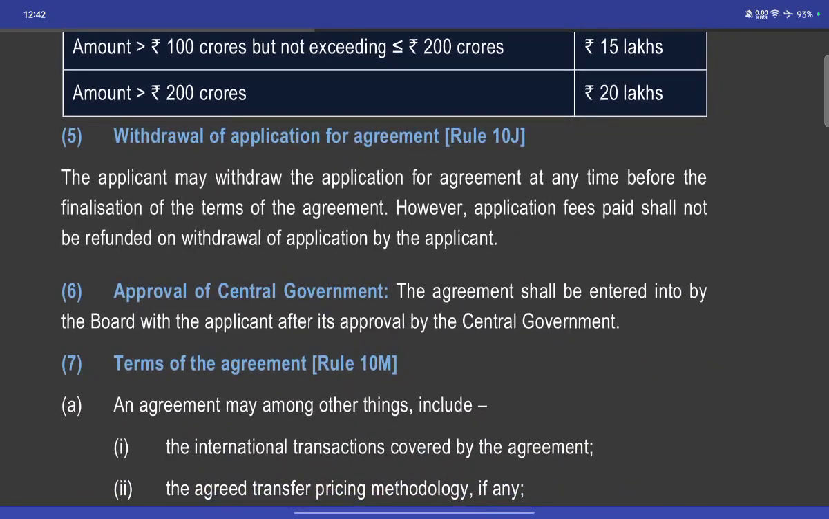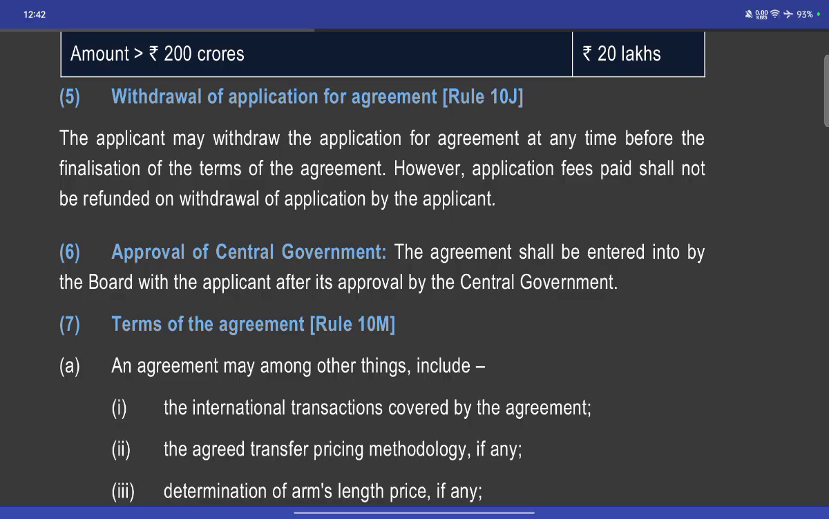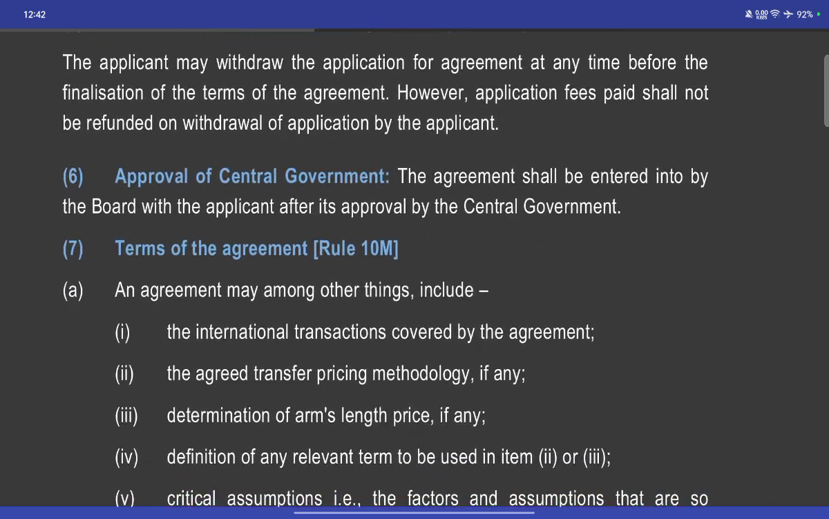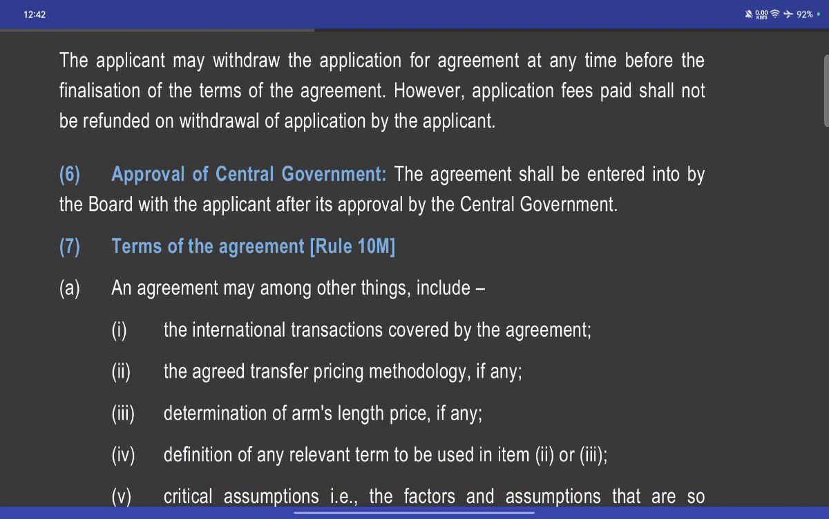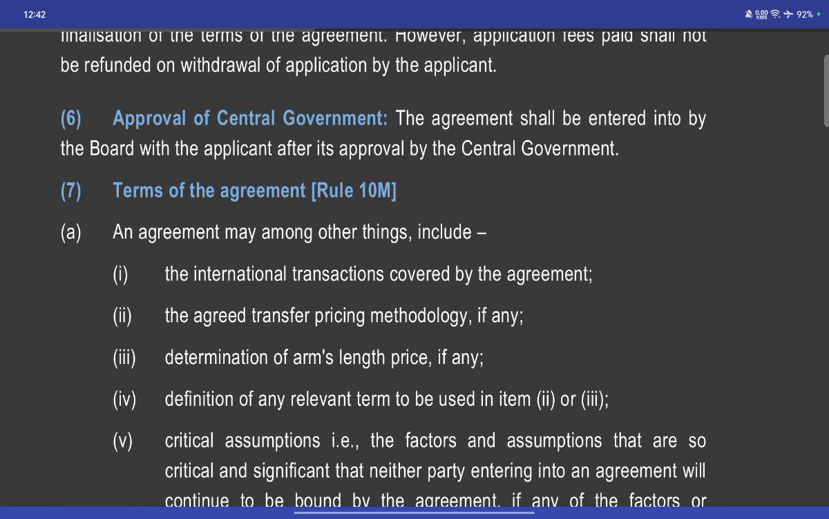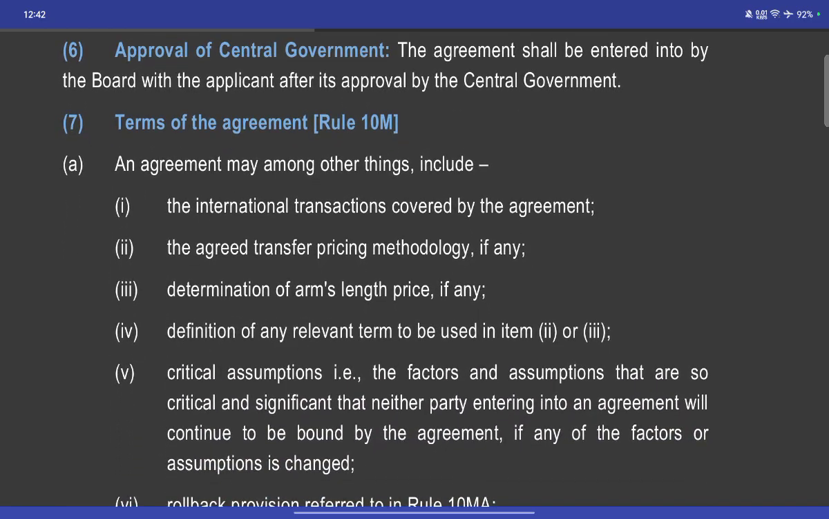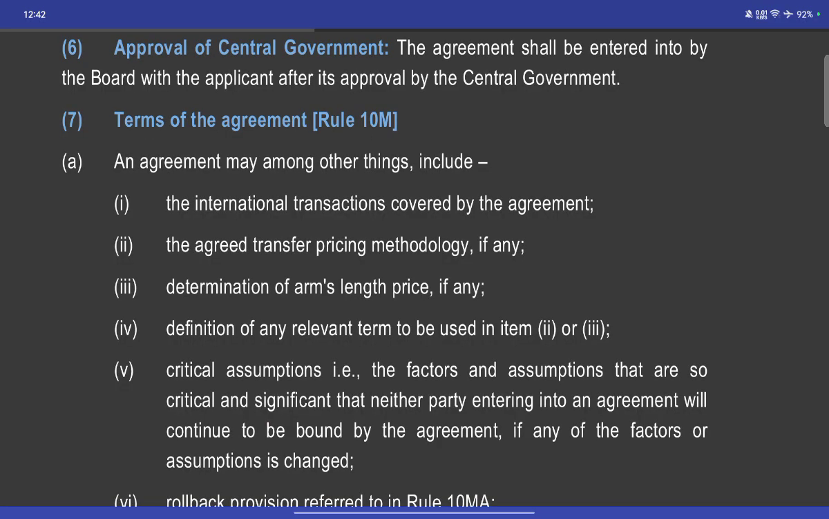Withdrawal of the application for agreement. The applicant may withdraw the application for the agreement at any time before finalizing the terms of the agreement. However, the application fee paid shall not be refunded on withdrawal by the applicant. The agreement shall be entered into by the Board with an applicant after the approval of the central government. Terms of the arrangement, rule 10K.